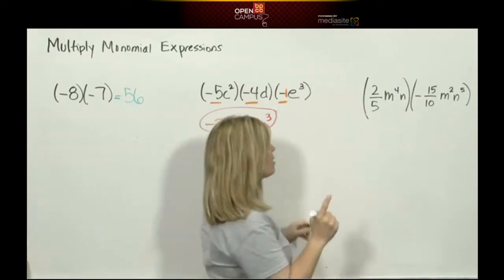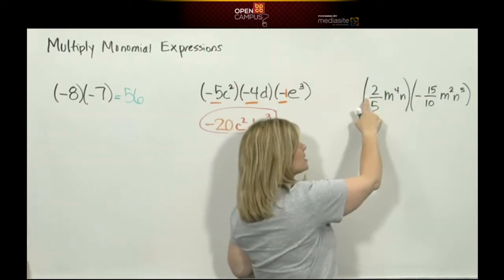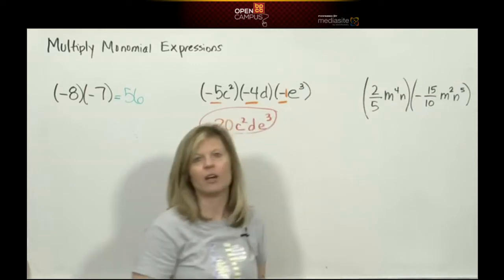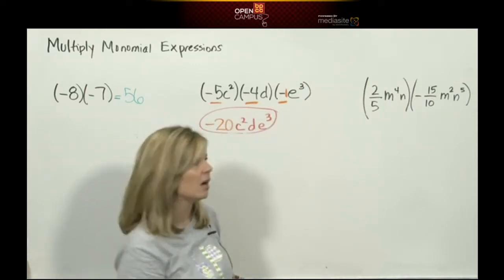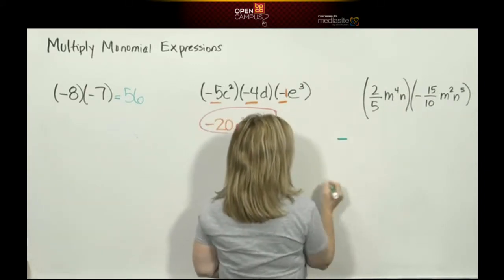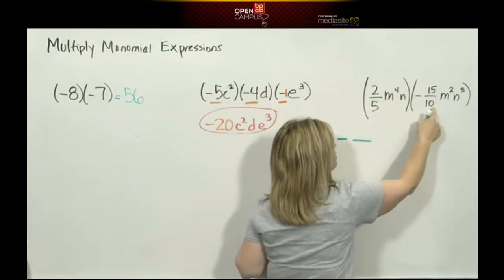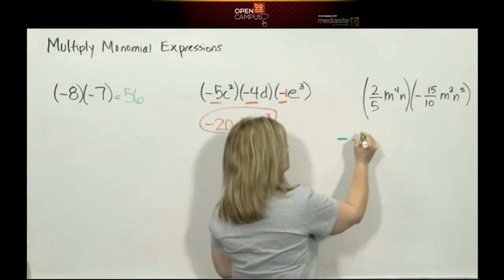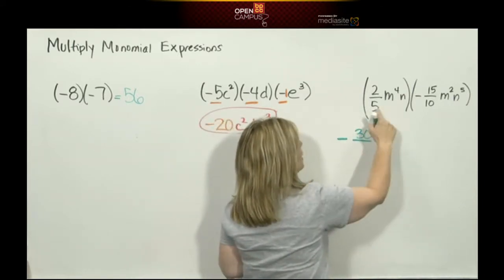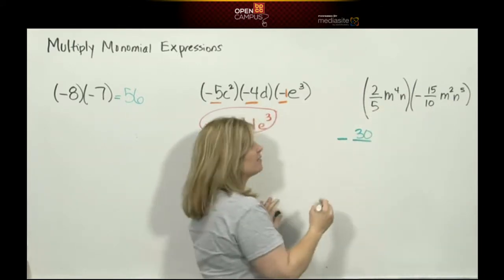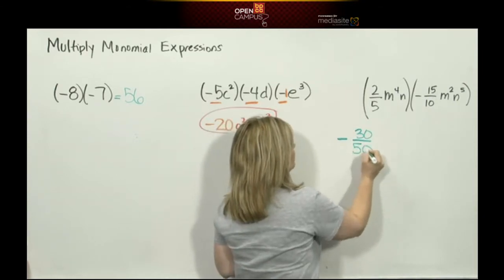Before I multiply, I'm going to think, this fraction's positive, this fraction's negative. What's a positive times a negative, y'all? It's a negative. Now we're going to multiply fractions. Top times top, bottom times bottom. 2 times 15 is 30. Bottom times bottom. 5 times 10 is 50.